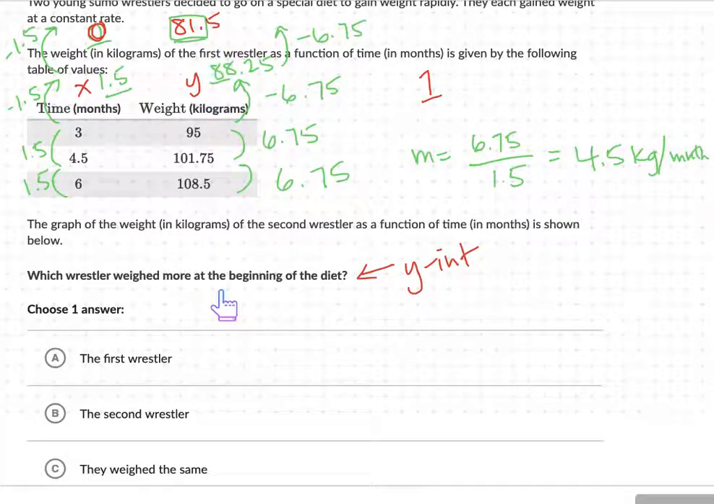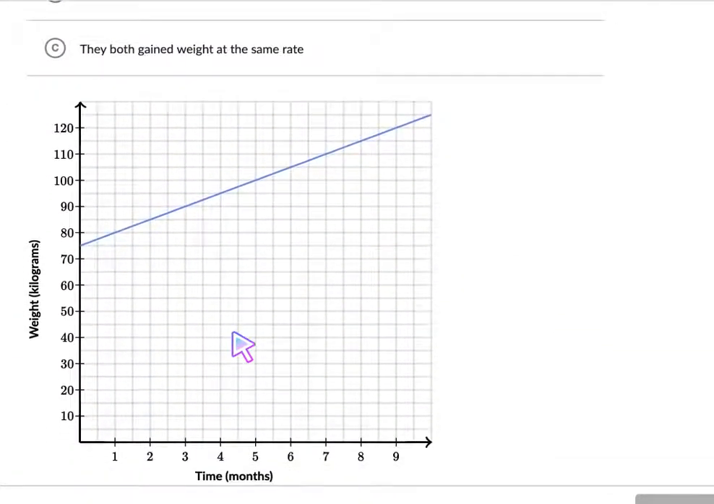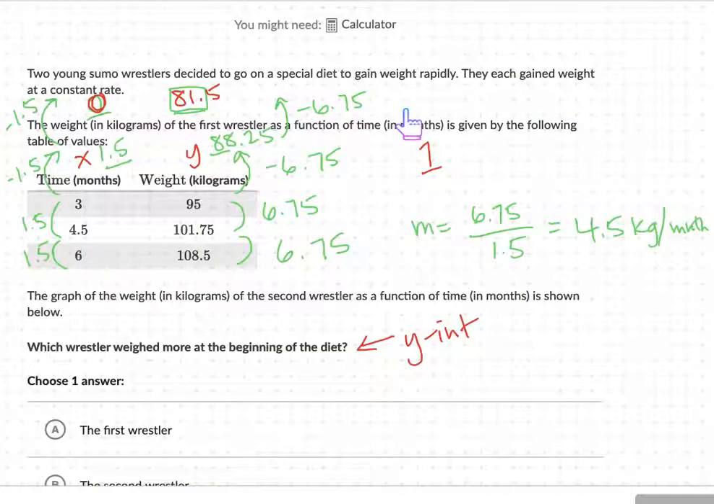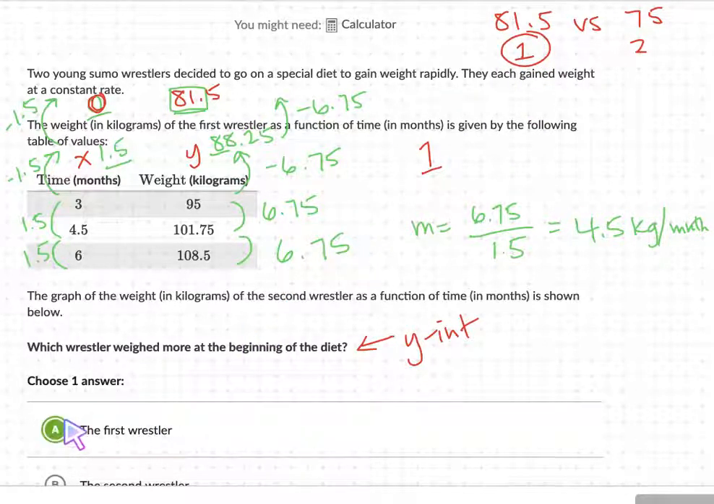Okay, so we have to compare, so I need to do the same thing with the second wrestler. The second wrestler, you can very easily figure out the weight that the second wrestler started off with. It's where the graph starts. That's the y-intercept. It's where it touches the y-axis. So the second wrestler started at 75 kilograms. So we're looking at 81.5 versus 75. So is it the first or the second one that weighed more? It would be the first one, the first wrestler.